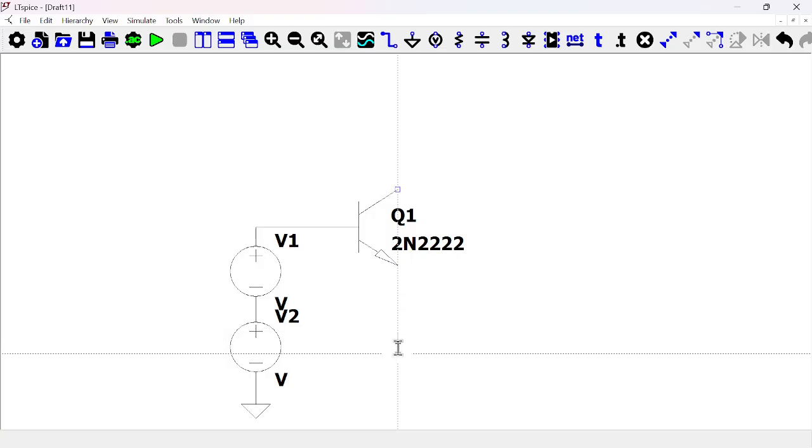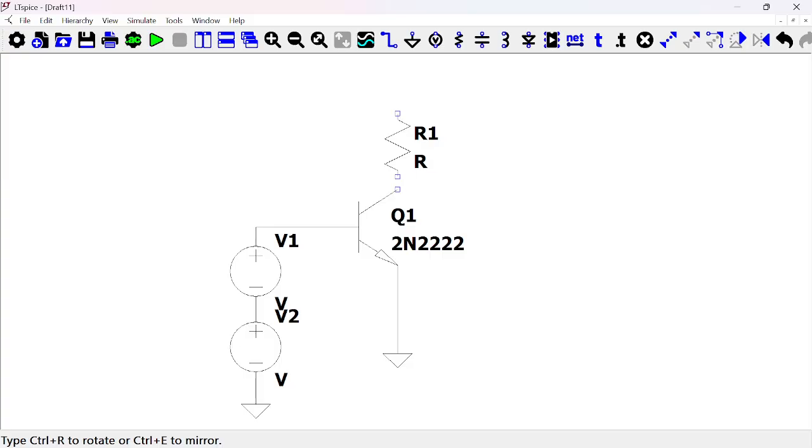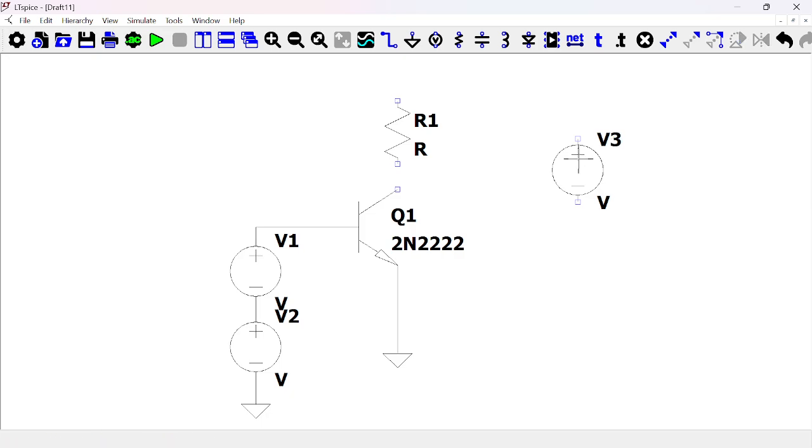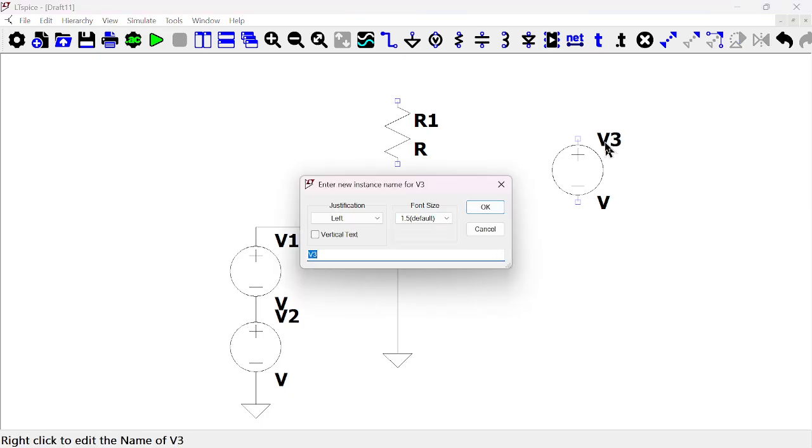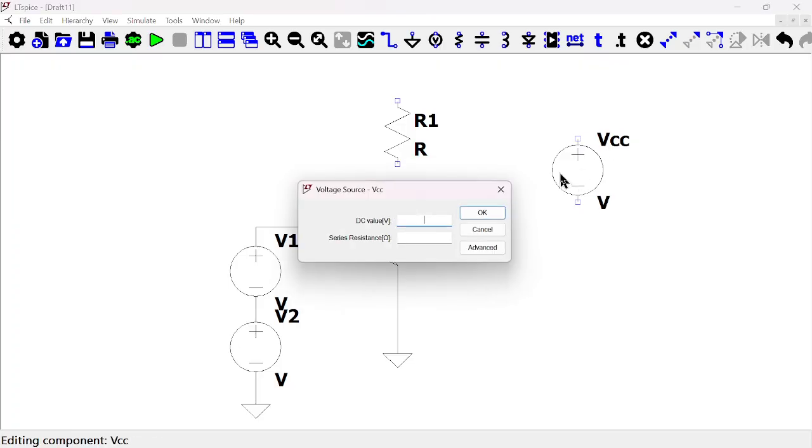So the emitter is grounded first, and our 1K collector resistor placed here, and our 5 volts VCC. So let me just rename everything, VCC 5. I'm going to do 0.68 as my bias voltage.